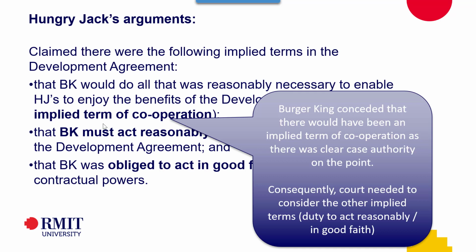Burger King actually conceded that there would have been an implied term of cooperation, as there was clear authority on that point. Consequently, the court only needed to consider the other implied terms, so the duty to act reasonably and in good faith.